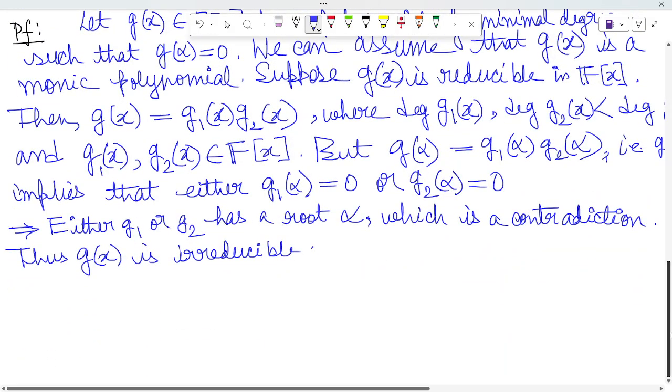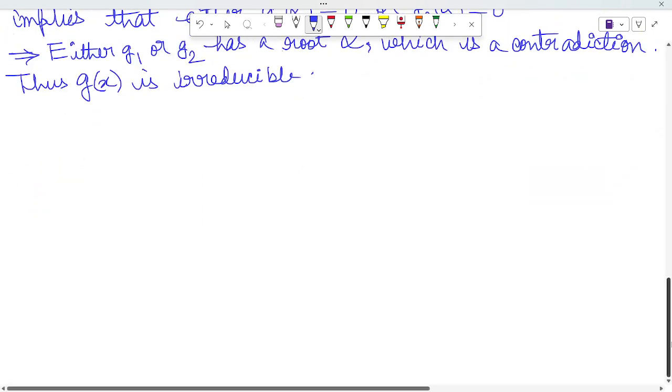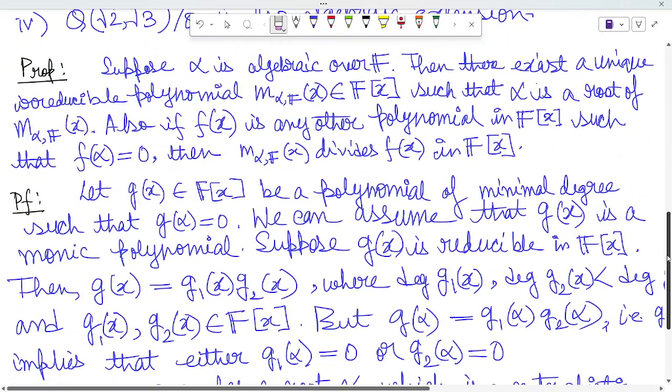Then I will show why it is unique. So first we prove the existence part. This is existence.